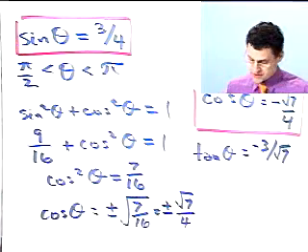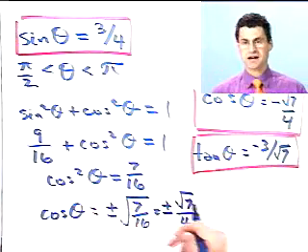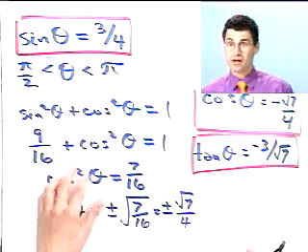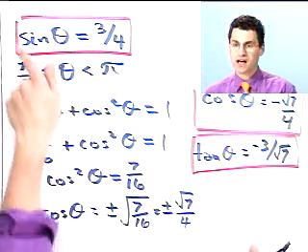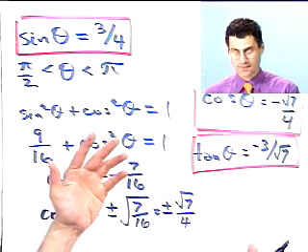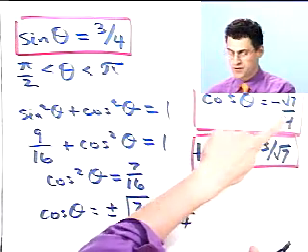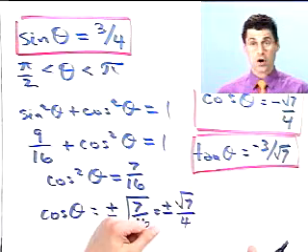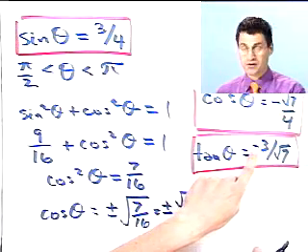And really, that's the end of the show, because once we know these three, I can get the other ones just by inspection. In fact, I won't even write them down. I'll just say them. What would cosecant be? Cosecant would be the reciprocal of sine, so that would be 4/3. What would secant theta be? Secant theta would be the reciprocal of cosine, which would be minus 4 over the square root of 7. What would cotangent be? That would be the reciprocal of tangent, which would be minus the square root of 7 over 3.